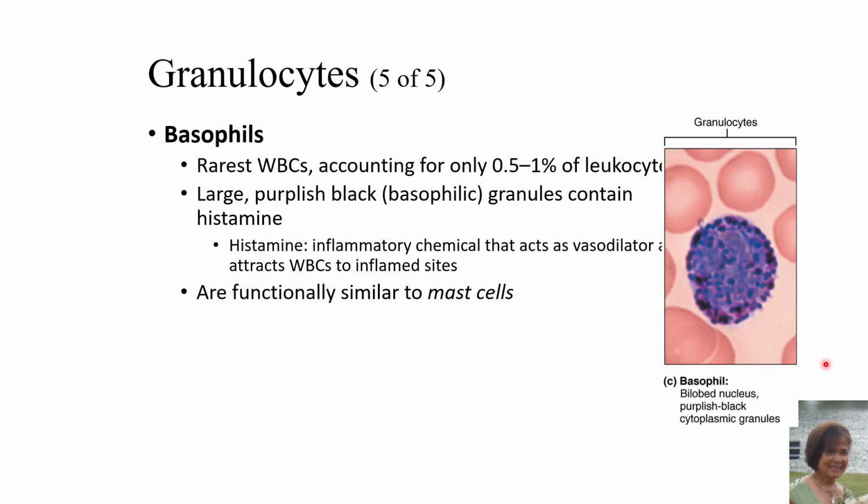If you go back into tissue repair, I think chapter 4 in your A&P 1, histamine is a chemical of inflammation. It acts as a vasodilator and would attract white blood cells to the inflamed area. Functionally, the job of your basophil, because they produce histamine, is just like the mast cell. Remember, your mast cell produces histamine.